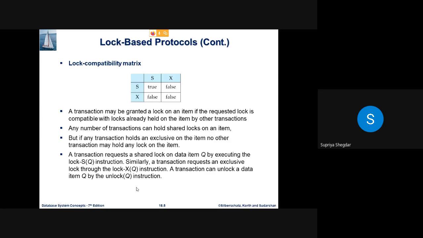Understood. Now the compatibility matrix in the lock based protocol. If n number of transactions are there, then only shared mode locks are allowed on those n transactions. Only the shared lock mode is the compatible mode, and the other modes are not compatible with each other.